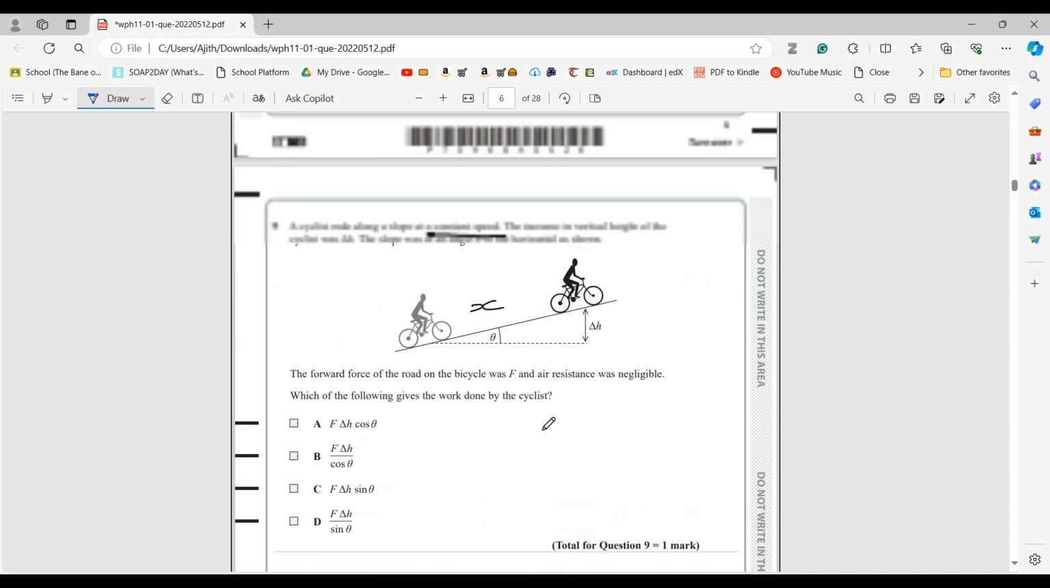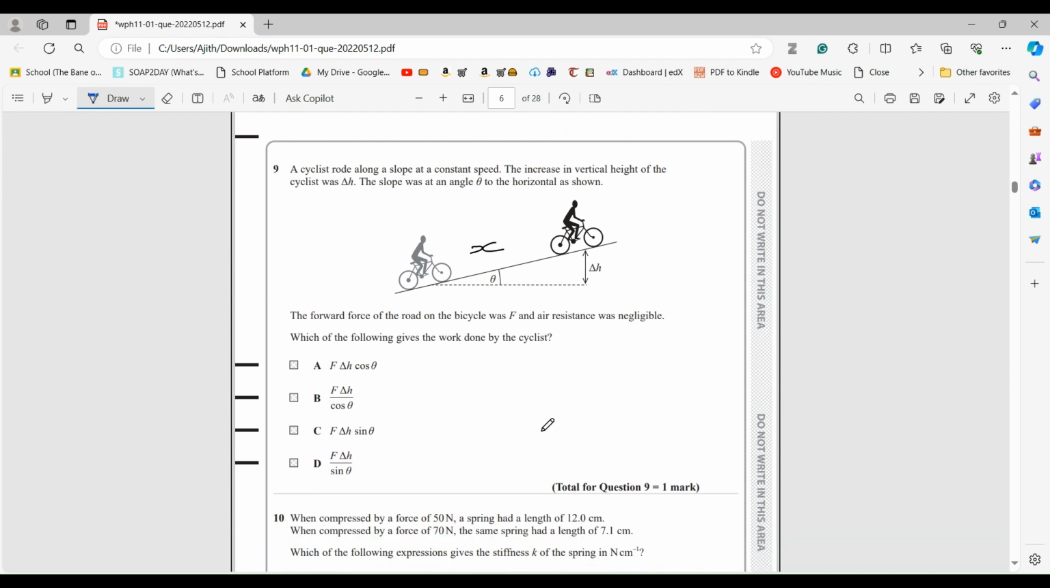Question number 9. A cyclist rode along a slope at constant speed. The increase in vertical height of the cyclist was delta h. The slope was at an angle theta to the horizontal as shown. The forward force of the road on the bicycle was F and air resistance was negligible. Which of the following gives the work done by the cyclist?